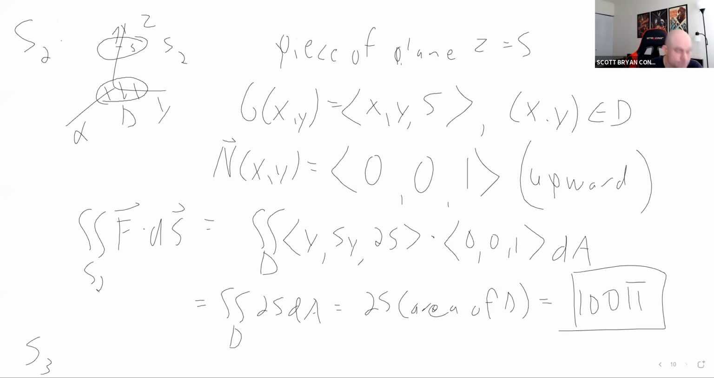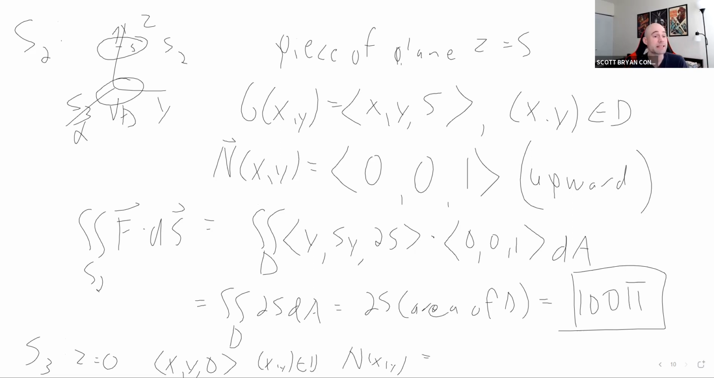And then S3 is going to be very similar. I'm just going to blaze through this and really not actually do it. You should be able to see pretty quickly what happens. If we look at S3, it's the same as S2, except now we're in z equals 0. So we let x be x, y be y, z be 0. X, y are going to live in the same region D as in S2. And the normal is now going to be the same thing, but it's downward pointing, right? So we get positive g sub x, positive g sub y, negative 1.